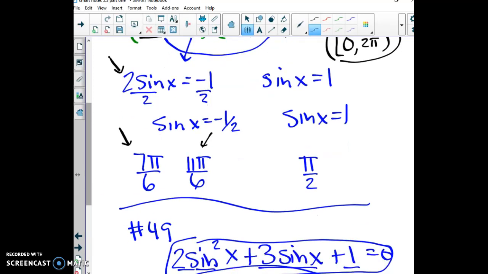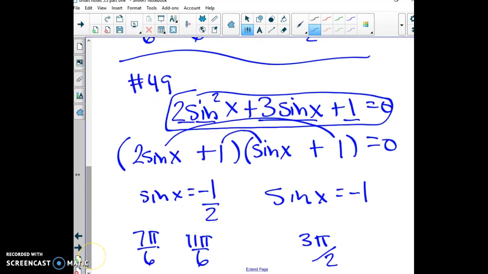So you guys take a look at 49. 49 should follow this example closely. You're going to be factoring. Come back and check your solution. So problem 49, I'll get back to you, Leah, on that.